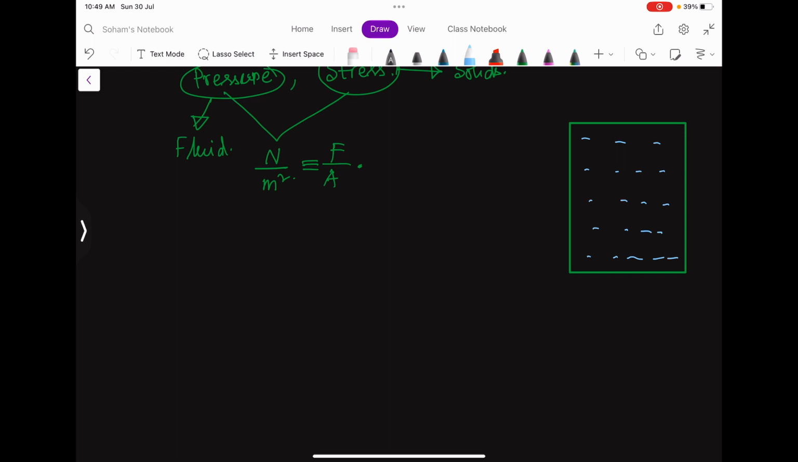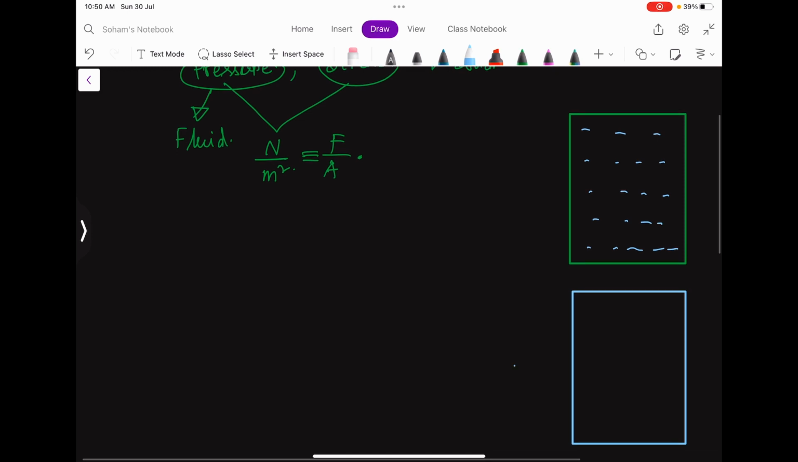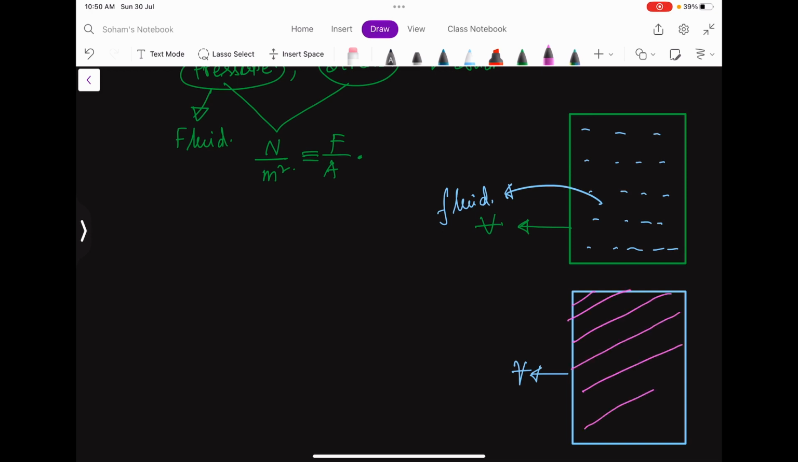And if we compare between liquids and gases, then the motion is higher in gases, because in gases the molecules have the least amount of intermolecular force, right? So what happens is, if we take a second case, a container of the same volume V, in this container I have a fluid, and in this container I have a solid.